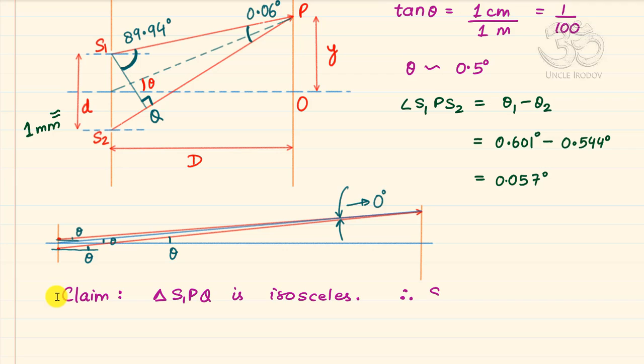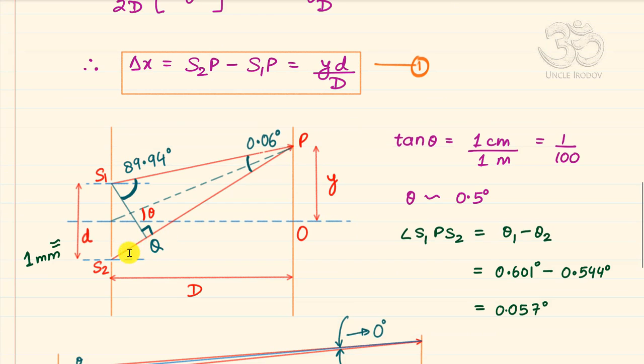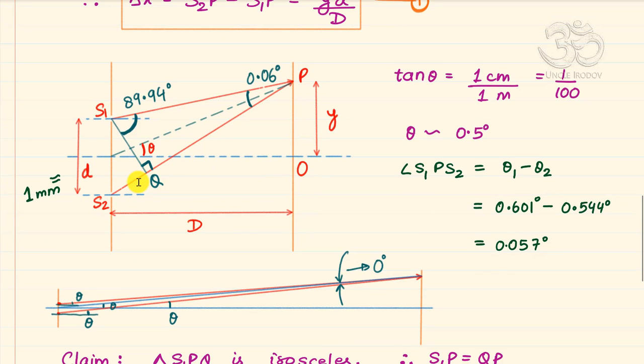So therefore S1P should be equal to QP, and therefore S2P minus S1P can only be said to be S2Q. So therefore delta X is S2P minus S1P, which is S2P minus QP, which is S2Q. So I've got S2Q that I have to find out. And how do I find out S2Q? This is again a part of a right angle triangle.